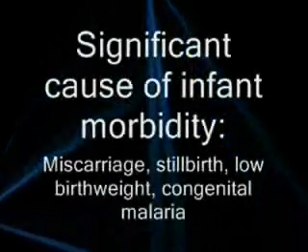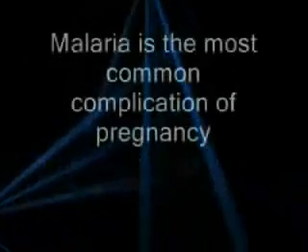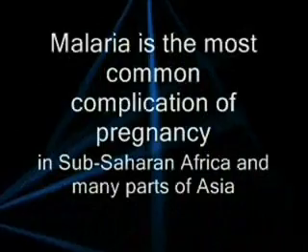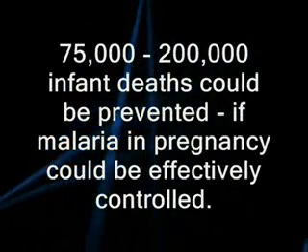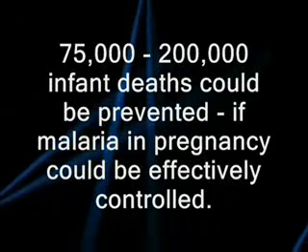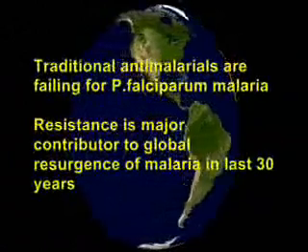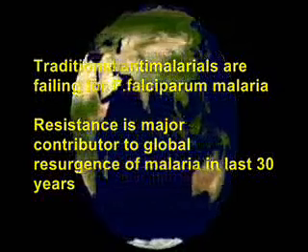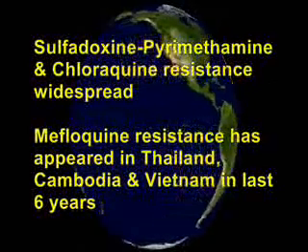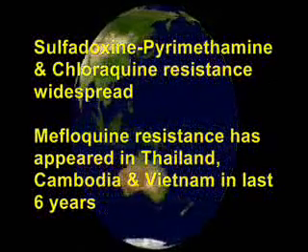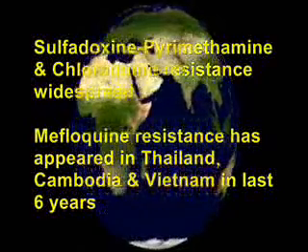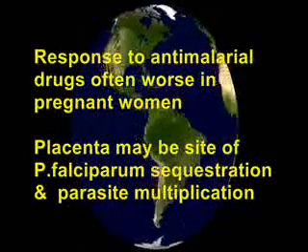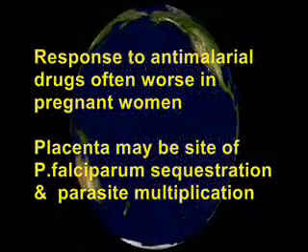Miscarriage, stillbirth and low birth weight are common consequences of malaria for the fetus, and it's thought that between 75 and 200,000 infant deaths could be prevented if malaria during pregnancy could be effectively controlled. Anti-malarial drug resistance, particularly in P. falciparum malaria, has been a major contributor to the global resurgence of malaria in the last 3 decades. Resistance to chloroquine and sulfadoxine pyrimethamine is widespread, while resistance to mefloquine has developed within the last 6 years in Thailand, Cambodia and Vietnam.